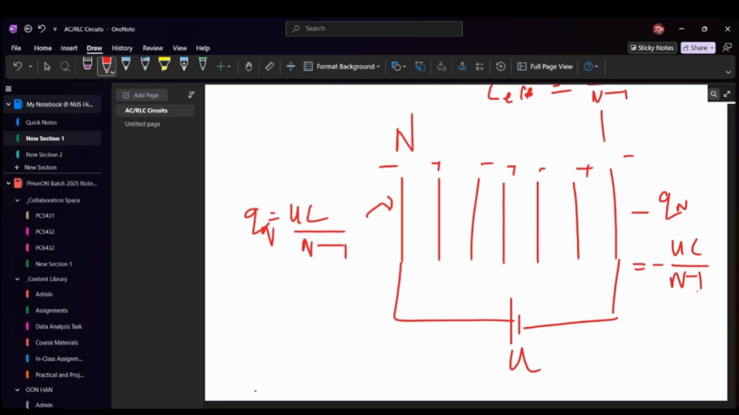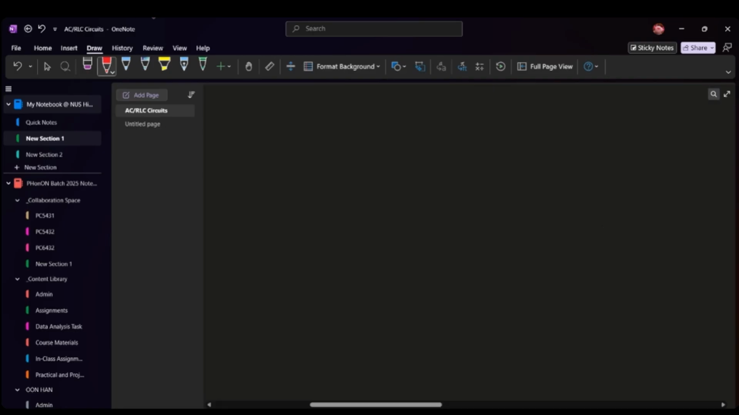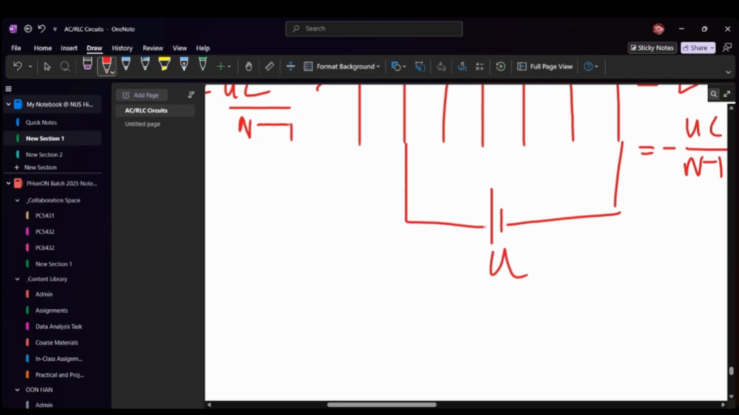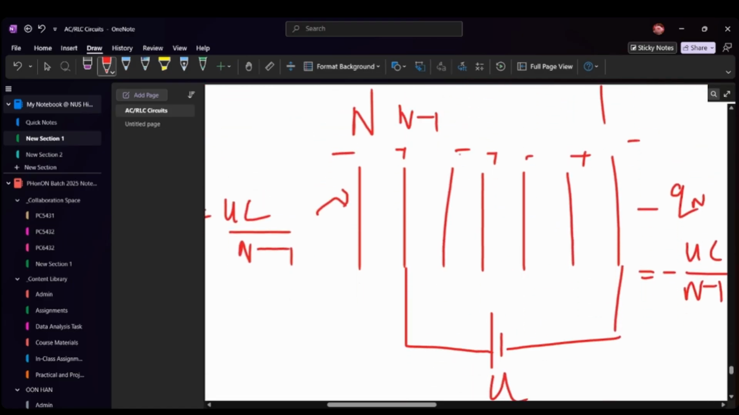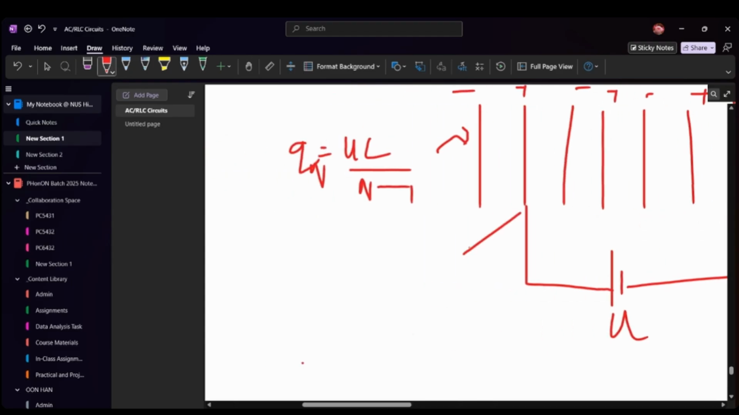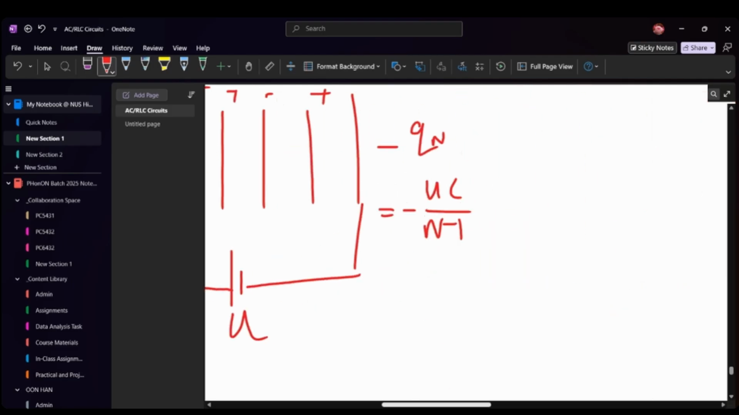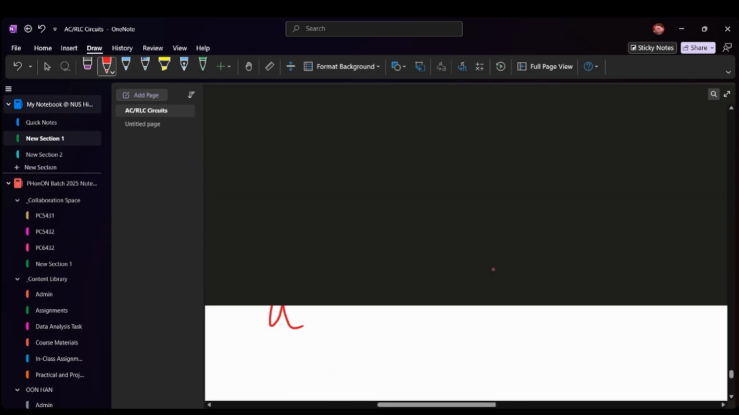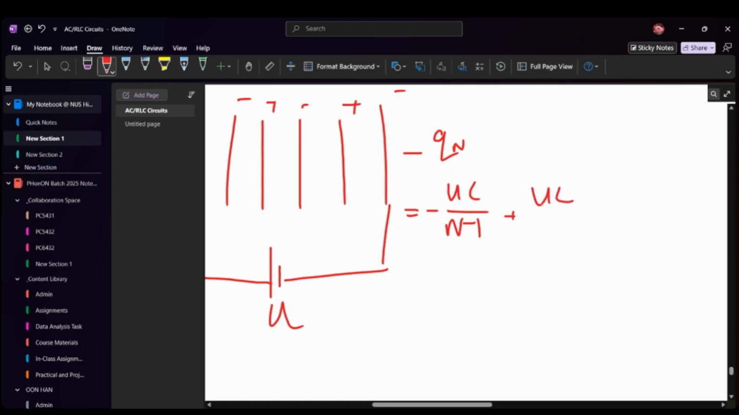Then next, your second step is that when you disconnect this and connect it to the n-1 plate, you essentially have n-2 capacitors in series. That means this is going to carry charge n-1, which is UC over n-2. And similarly, the charge over here will now actually be the sum, because by charge conservation, basically, we have QC over n.